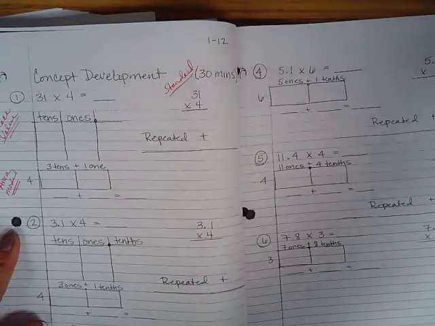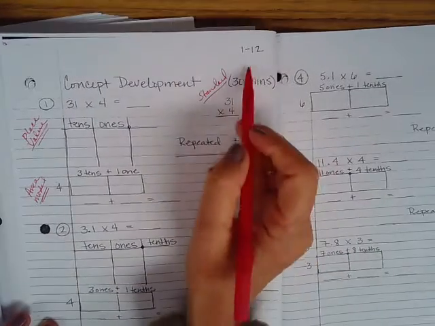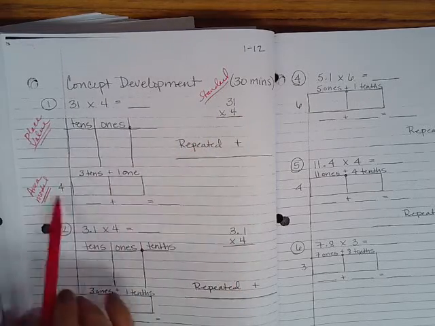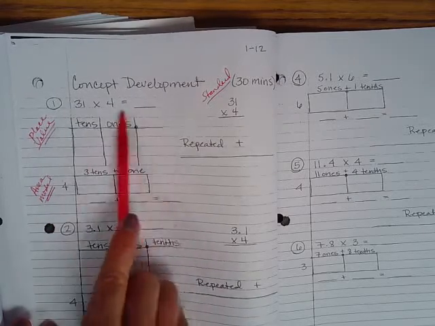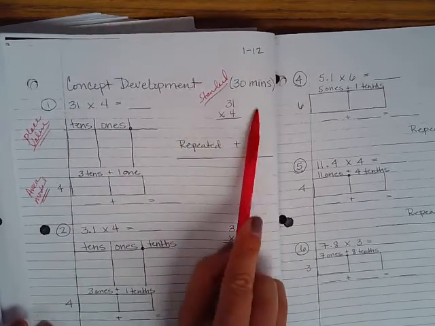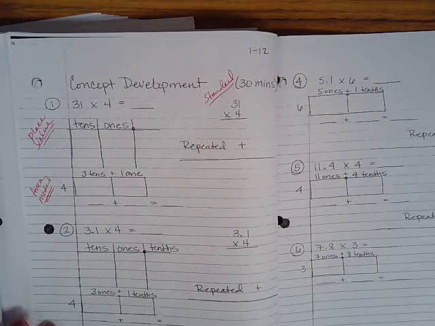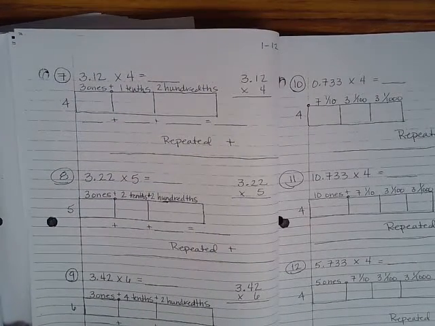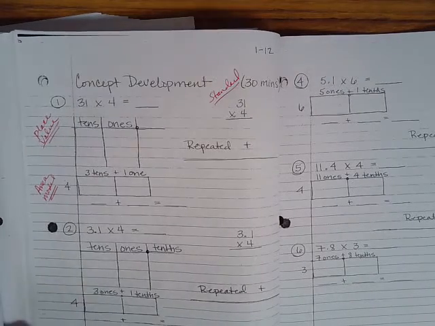We are on concept development of EngageNY, Module 1, Lesson 12. Now, we are using 4 different ways to prove our answer. So we have place value. We're going to use our place value, the area model, and the standard algorithm, and then we have repeated addition. So let's go through. We're going to do problem 1, 3, 5, and then go across to 7, 9, 11. Okay, so those are the problems that we're going to hit right now.